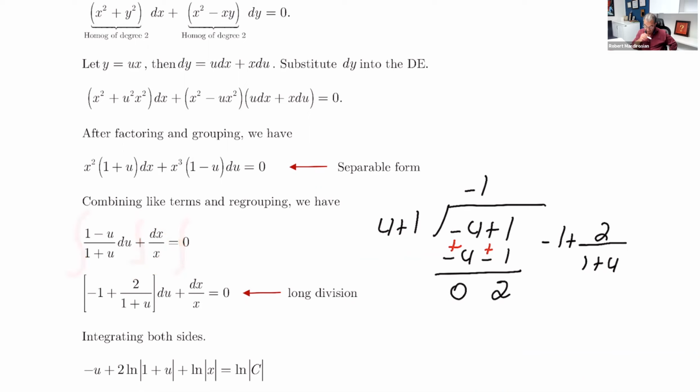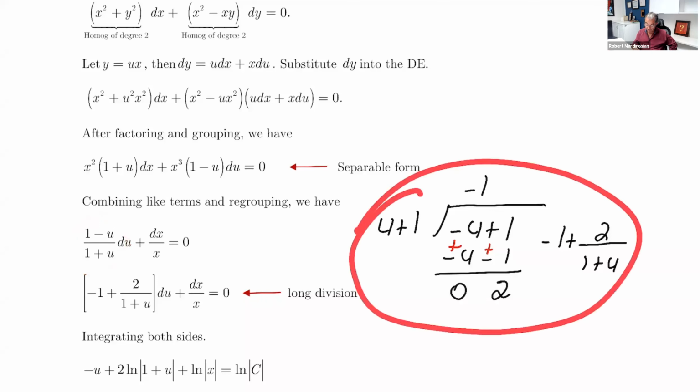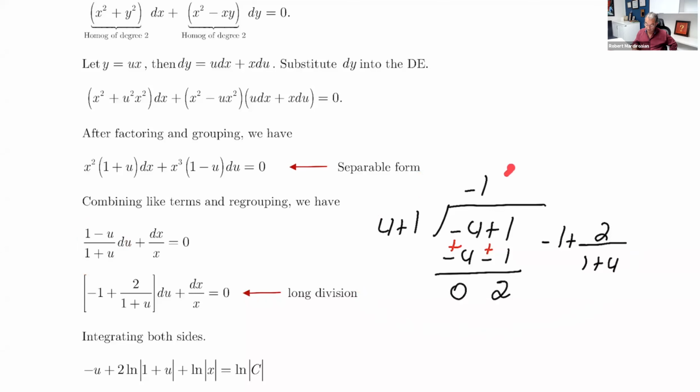It doesn't make any difference if you take this to the other side, you do get the same answer. Now how do you integrate that? You can do the long division. If you do the long division, I kind of did that for you, u plus 1 into negative u plus 1. So it's negative 1, u goes into negative u, negative 1 times u is negative u, negative 1 times 1 is negative 1. Then you draw the line and you change the signs and you combine. So this becomes 0 and this becomes 2, and that's the remainder. So the answer is negative 1 plus 2 over 1 plus u, and that's how we got it.